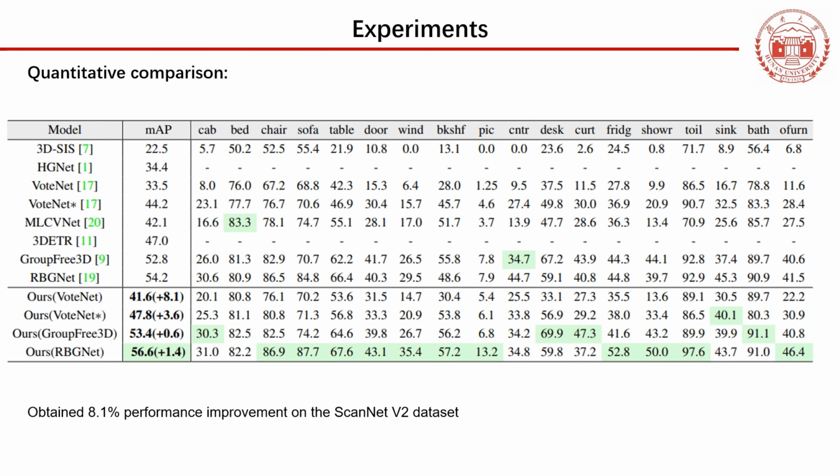This table summarizes the results on ScanNet V2. Taking VoteNet as the baseline, our method achieves remarkable 4.5% and 8.1% improvements at mAP at 0.25 and mAP at 0.5, respectively. Applying AShapeFormer to the more recent transformer methods Group-Free 3D and RGNet also has a significant improvement.